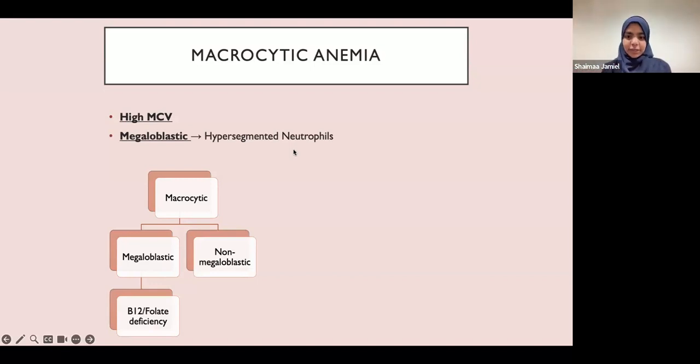What are hypersegmented neutrophils? They're neutrophils. How many lobes should a neutrophil usually have? From morphology, 3 to 5. So if you see a neutrophil that has more than 5 lobes, then that's a hypersegmented neutrophil. So it has more segments, more lobes, okay? Then you know that it's a megaloblastic anemia, but it's not a megaloblast per se, but yeah.